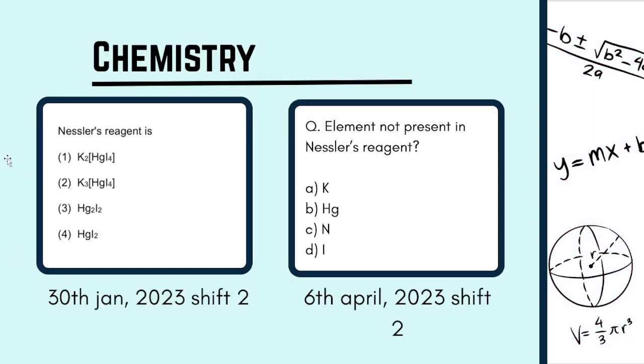Then you have a concept from chemistry where they've asked what is Nessler's reagent formula. This was asked on 30th January 2023, shift 2. This question, which asks for the element not present in Nessler's reagent, was asked on 6th April 2023, shift 2. As you can see, these two questions were asked in the same year in two different sessions about the same concept. So if you're preparing for JEE Main 2024 April session, make sure you do the January session questions, which is going to happen very soon. Make sure you solve those questions, then only attend the JEE Main April session. You can do great in that paper.